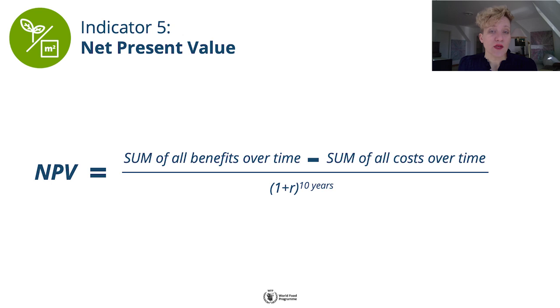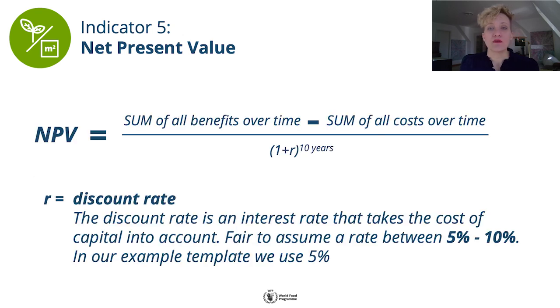And in order to do that, we use something that is called the discount rate. Here in this formula, it's the small r. This can be different depending on location and risk involved. The discount rate is an interest rate, basically, that takes the cost of capital into account. Fair to assume a rate between 5 to 10%, and in our example template that you will find at the end of the training, we use 5%. We have integrated a lot of formulas in that template so that you have an easier and faster time doing your analysis. However, it is very important to understand why you're doing it and what the results mean.